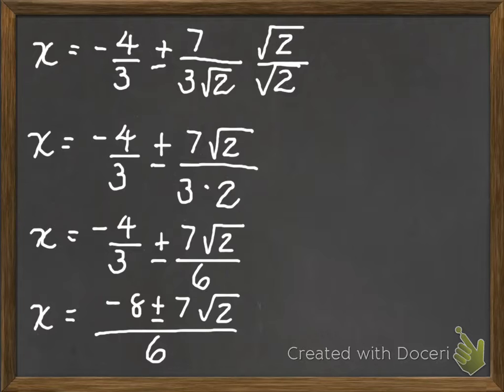So we have minus 4/3 plus or minus 7 square root 2 over 6. Now to combine those two terms, we make the 3 into a 6 by multiplying it by 2. Multiply the minus 4 also by 2, and we get minus 8 over 6. So we have minus 8 over 6 plus or minus 7 times the square root of 2 over 6, and that is our answer.